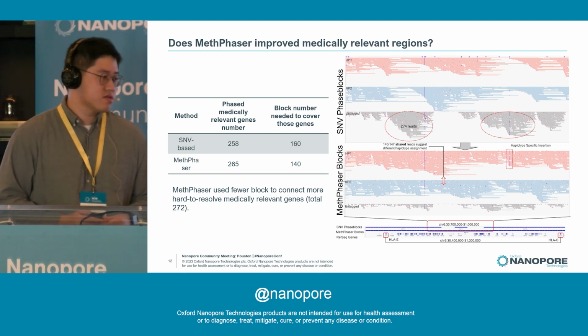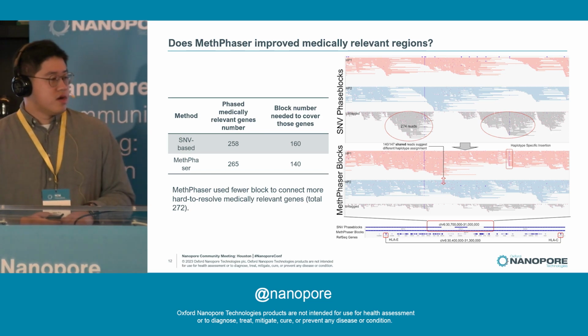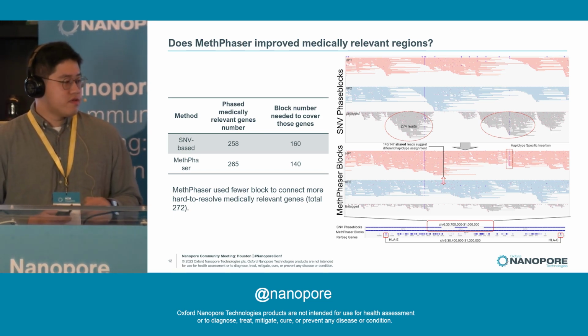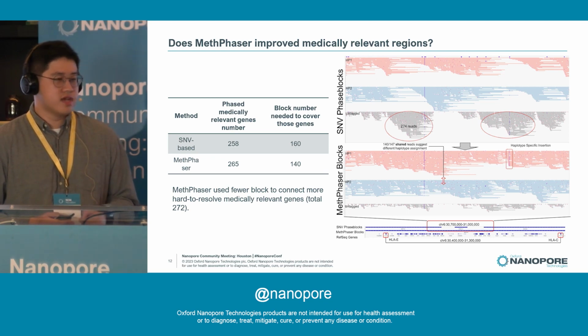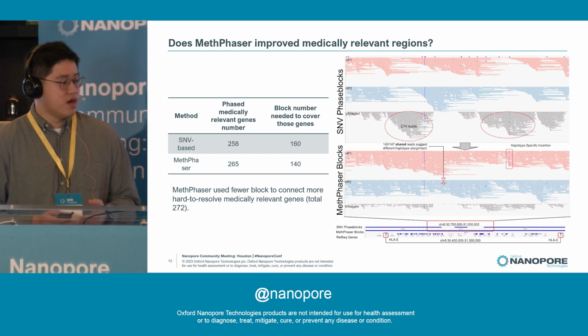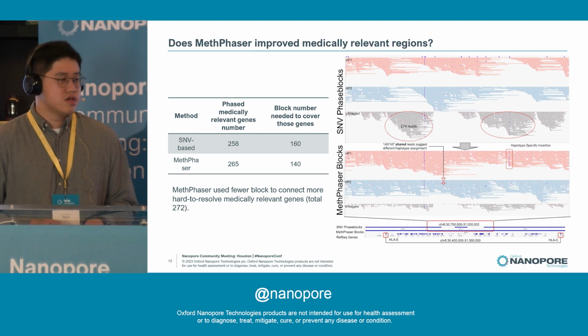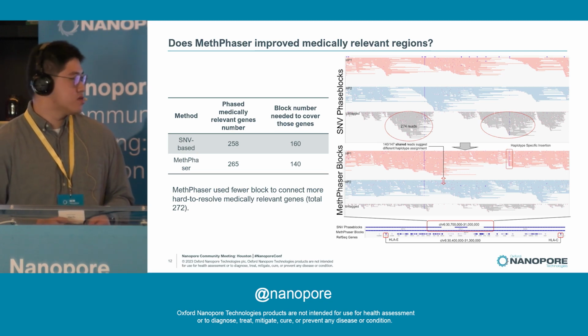The answer is yes. MethPhaser improved medically relevant regions. On the left, there's a table showing that MethPhaser actually gave us more phased medically relevant genes with fewer phase blocks needed, which means we not only phase more medically relevant genes, but we make those genes more consistent because we require fewer phase blocks to cover those genes. On the right, I'm showing an example of HLA genes.